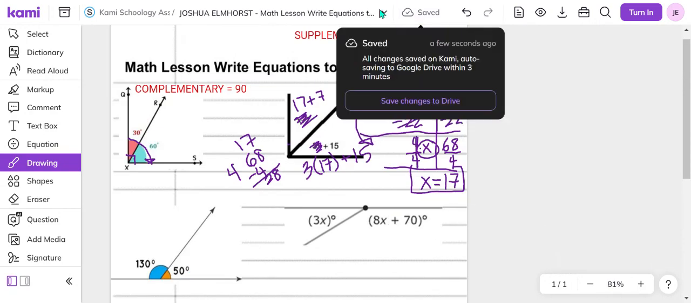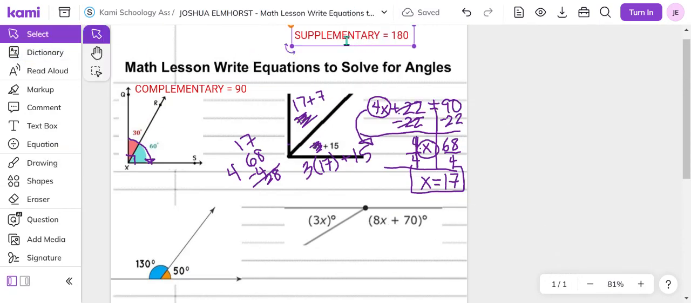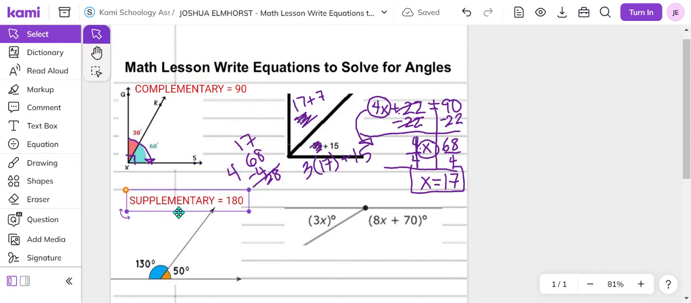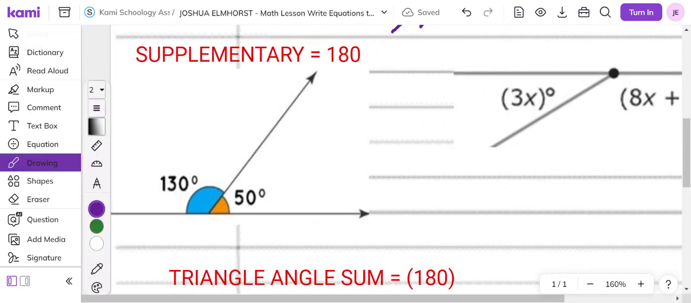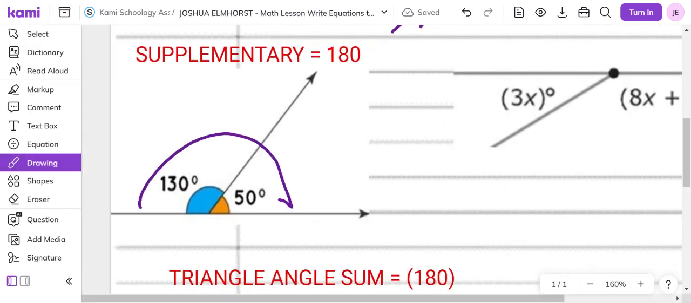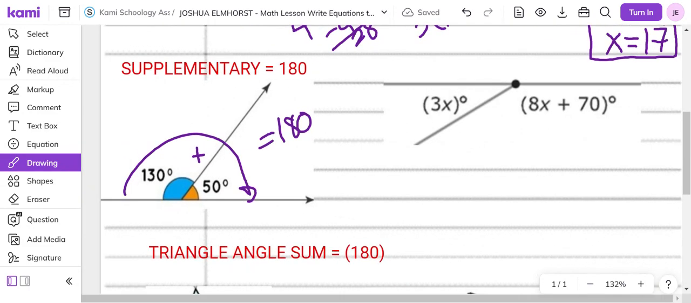So the next one is called supplementary, when two angles add up to 180 degrees. These are called supplementary angles. So you add these two, and that's going to equal 180 degrees. So we use that idea to help us solve using variables in the angles concept.